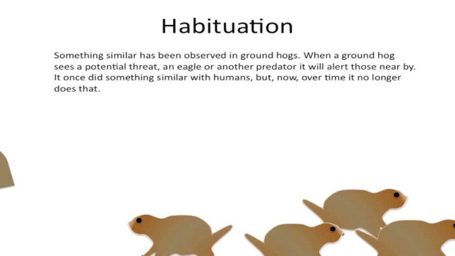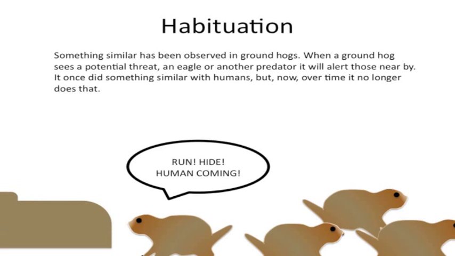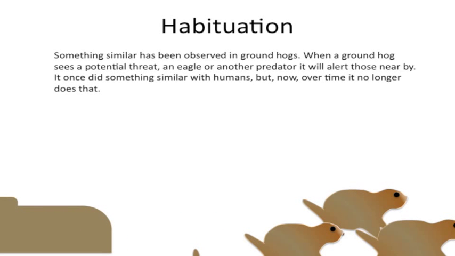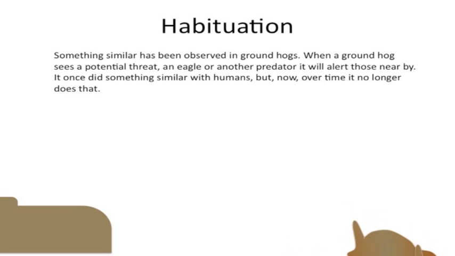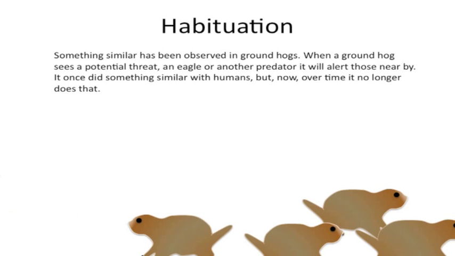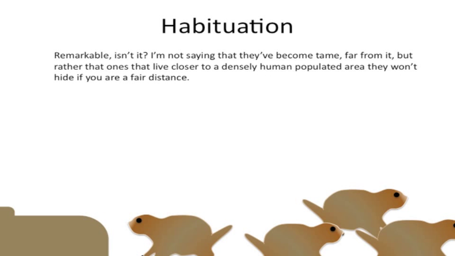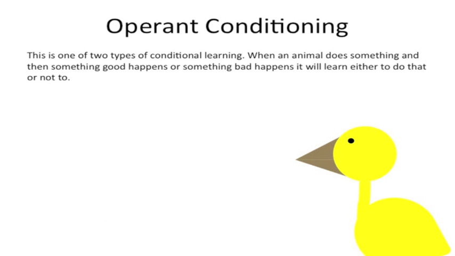Something similar has been observed with groundhogs. When a groundhog sees a potential threat, an eagle or another predator, it will warn those nearby. It once did something similar with humans, but now it no longer does that. Isn't it remarkable? I'm not saying they become tame, far from it, but rather that those that live closer to human-populated areas won't react to you if you're a fair way away.